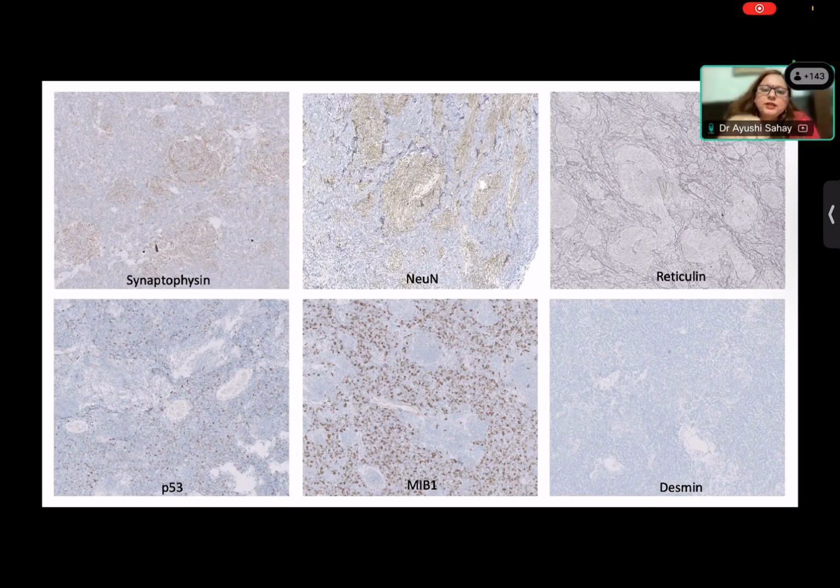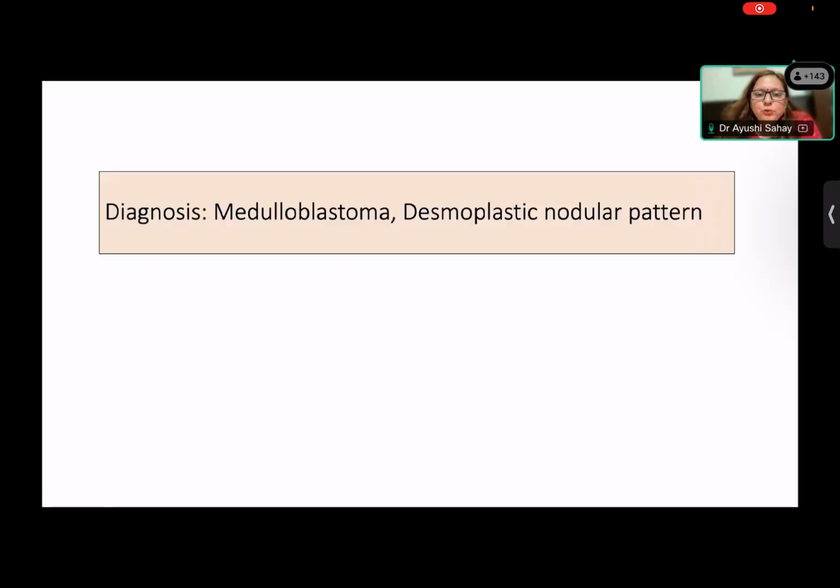So here also, if you see in the MIB, you can see that the nodules have very little MIB inside them. That is very less proliferation. They are more mature areas, while in the internodular zones you can see a lot of MIB. So this is the undifferentiated area. Now P53 is the other stain we would do in a desmoplastic or MBEN because it has certain molecular correlate. And yes, we did do a desmin here, but that was actually not needed. So the diagnosis was a medulloblastoma, desmoplastic nodular pattern.